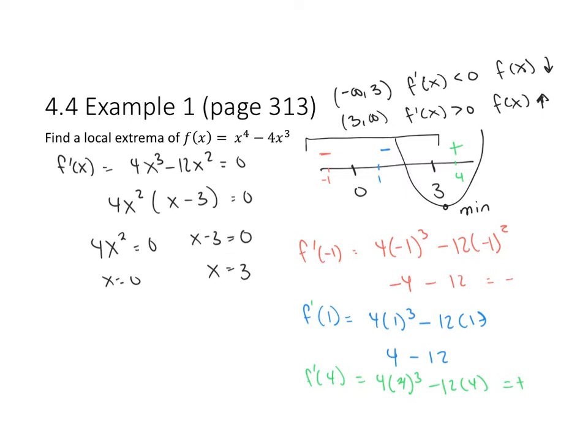And at x equals 0, we have neither a minimum nor a maximum because we continue to decrease. So at x equals 3, we have a local min.